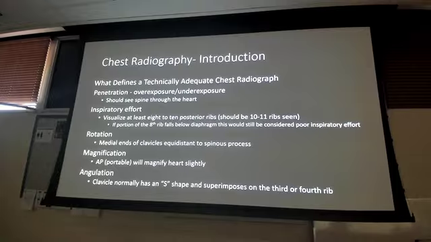So we're going to cover a couple of things here. Penetration, inspiratory effort, rotation. We'll fly by magnification because we've already kind of talked about it. Angulation, we'll talk about it a little bit there too. So we're going to go through these things so you guys understand what an appropriate chest x-ray is supposed to look like. So you know if you're making a diagnosis or evaluation with a good image, or if you need them to get another image if possible.